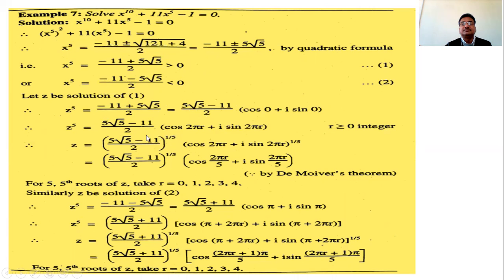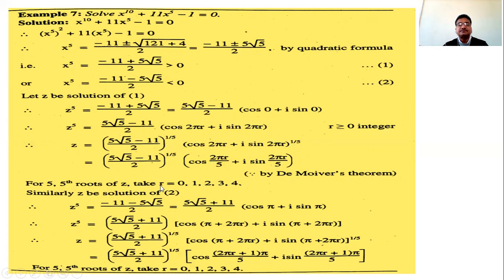Argument is 0. And then add 2kπ. 0 plus 2kπ is 2kπ. And then take the 1/5 power of both sides. So x is this to the power 1 by 5. And 1 by 5 of this, by De Moivre's theorem, is 1 by 5 into 2kπ. So we have this by De Moivre's theorem.